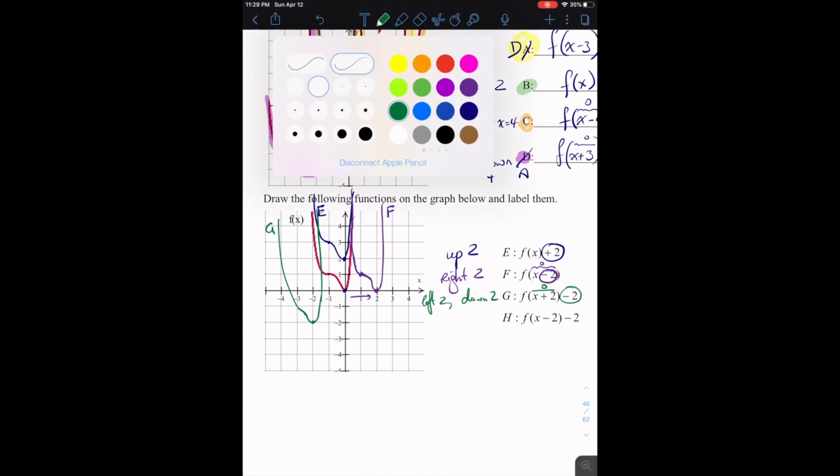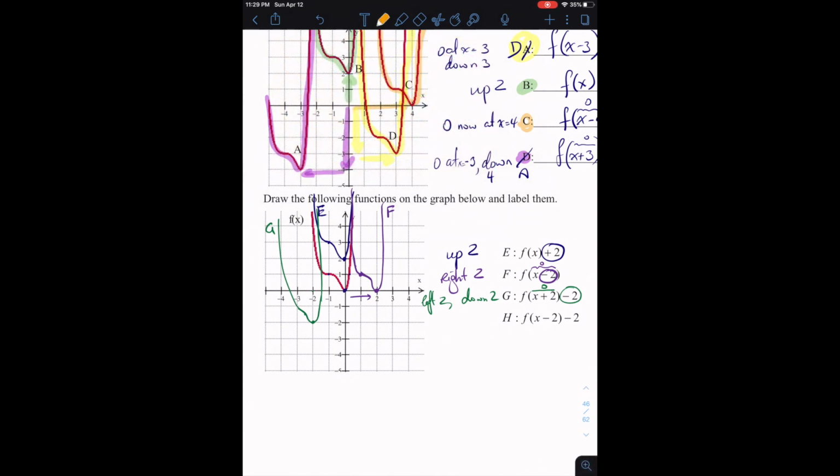And then H, finally. Let's look at H. For h, we're going to shift values. So now instead of 0 at 0, it's going to be 0 at 2. So it's going to be right 2 and down 2. So this is what that's going to look like. So that's going to be our h.